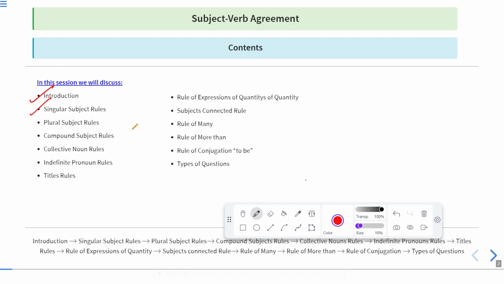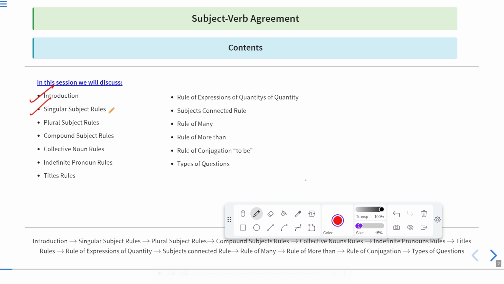There is a simple concept: our sentence structure is subject plus verb plus object. In that structure, we first have the subject and after that the verb. This verb should always agree with the subject. Suppose the subject is singular, the verb should be singular. If the subject is plural, the verb should be plural, and always the verb depends on the subject. Here we'll see several rules which we should learn about subject-verb agreement, which will help us to make the verb agree with the subject.